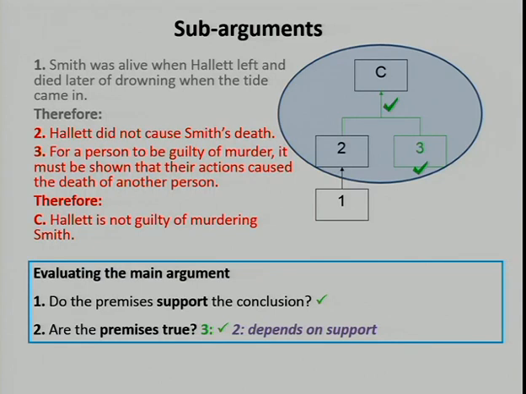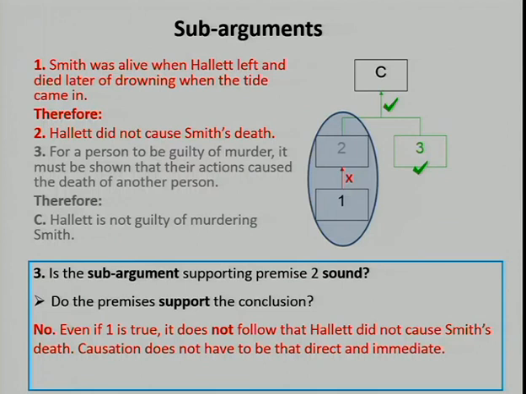Whether we say that premise 3 is true, we need to figure out whether this one works. This is what we outsource to the sub-argument. This is what is going to depend on the additional premise supporting it, because this is also a sub-conclusion. So we finish our work for evaluating the main argument as far as we can by answering those two questions. And then we look at the support question for the sub-argument.